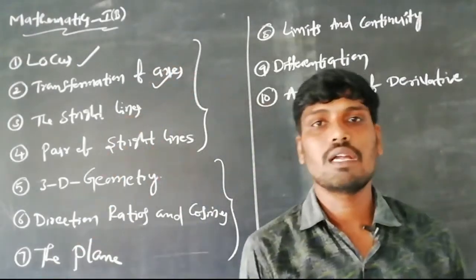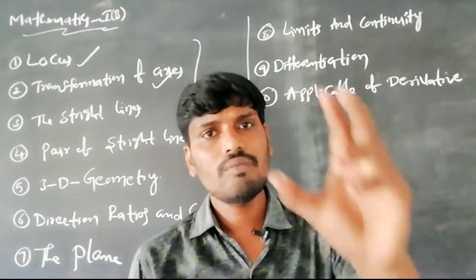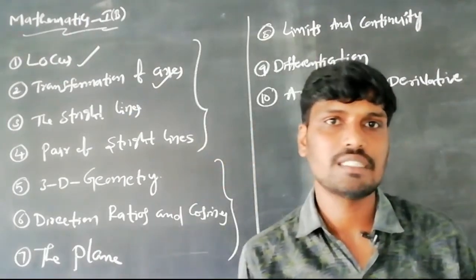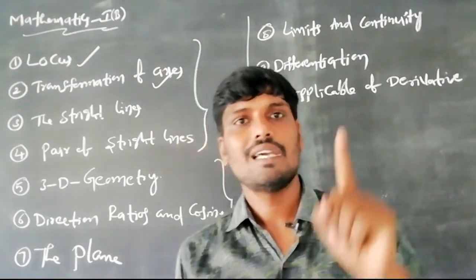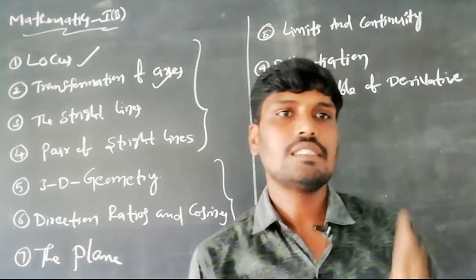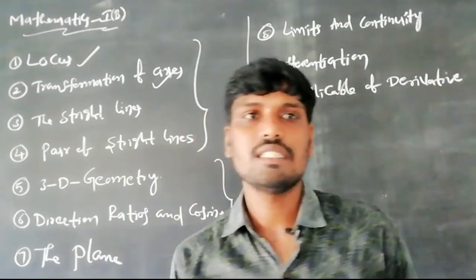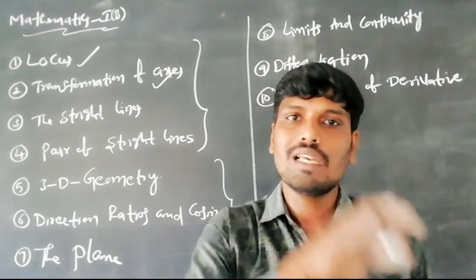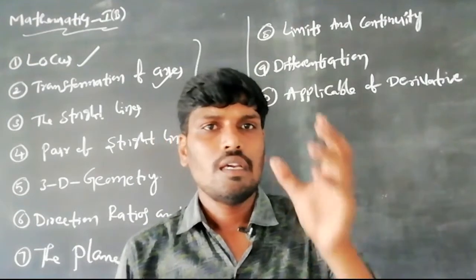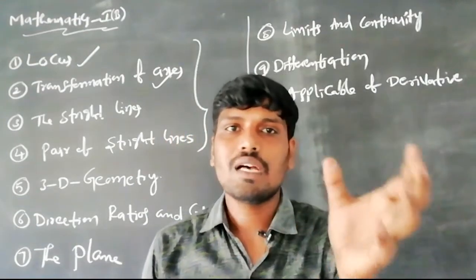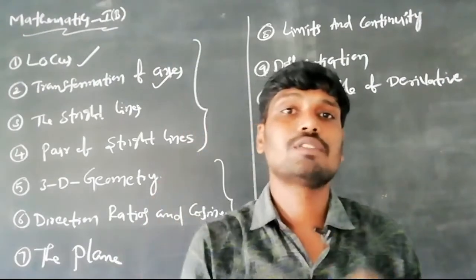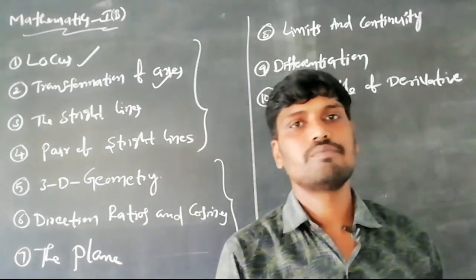Next one is transformation of axes, which is nothing but change of axes. Change of axes is of 2 types: one is translation of axes, the second is rotation of axes, and the third is both translation and rotation. Mostly in EAMCET, problems on both translation and rotation come.